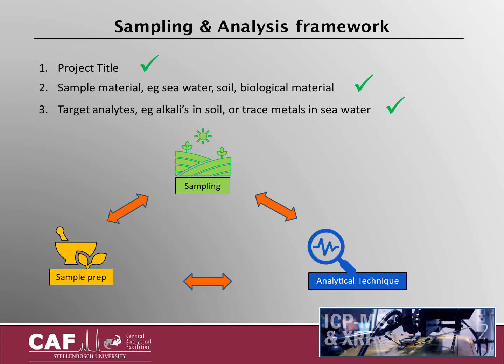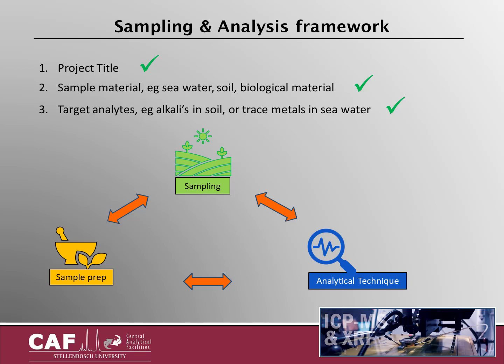So before we get to sample processing, we have to discuss some basic criteria for the very important first step of sampling, since errors here can completely void all the care taken towards good laboratory practice during our sample prep and analysis. So you have your project title, you know what sample material you're going to be working with, for example seawater or soil or biological material. And you know what your target analytes are going to be. For example, you're looking at alkalis in soil or trace metals in seawater.